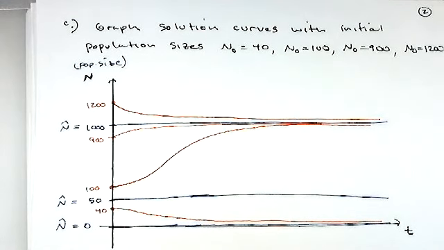So these are actually just solution curves. That's different than a phase plot. When you're asked to graph a phase plot, that's when you're graphing the derivative, the dN/dt.